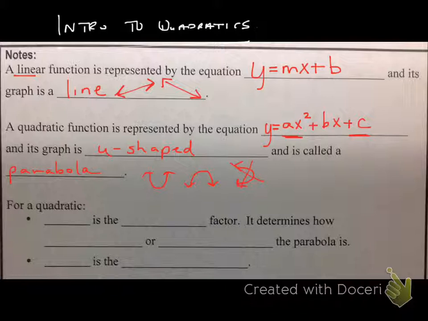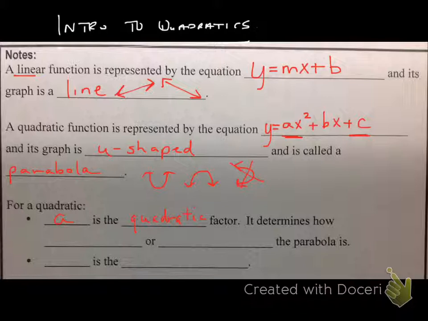Alright, for our quadratic, a is the quadratic factor. And we know this because it has the x squared attached to it. That square value is what's going to give us that parabola, and we'll talk more about that in detail later. But this is going to be huge as you progress through geometry into Algebra 2. Algebra 2 is where it really comes back and gets you again.